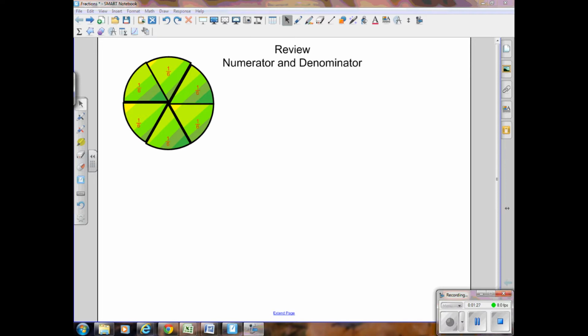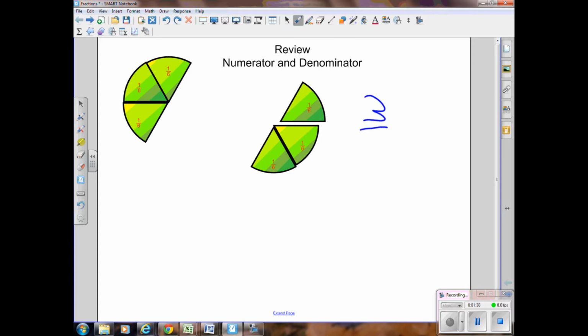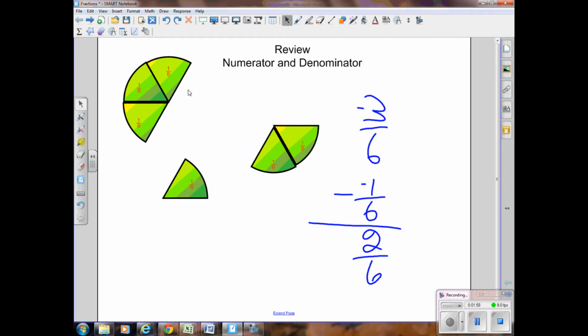With a common denominator, subtraction is just as easy. Let's say we have 3/6 and we take away 1/6. 3 minus 1 is 2. Again, we leave the denominator the same. In our diagram up here, we have 3/6, and if we take away 1, we have 2.